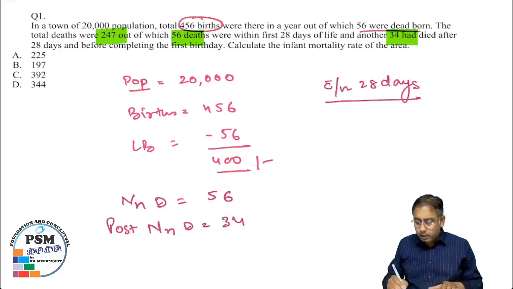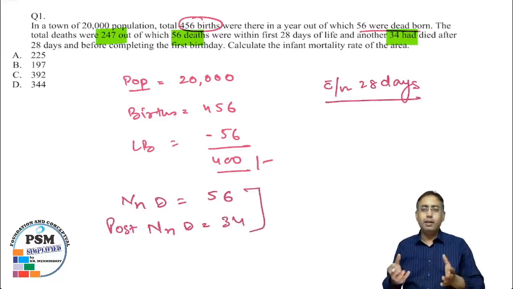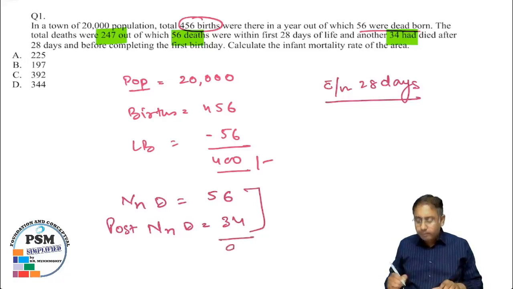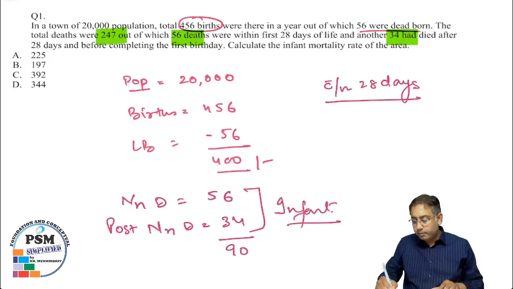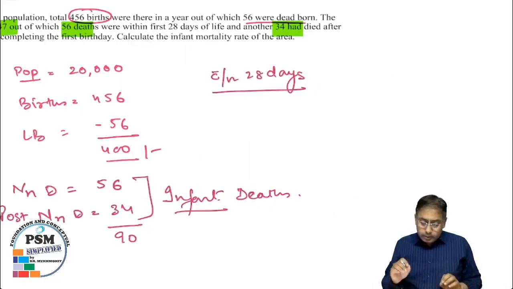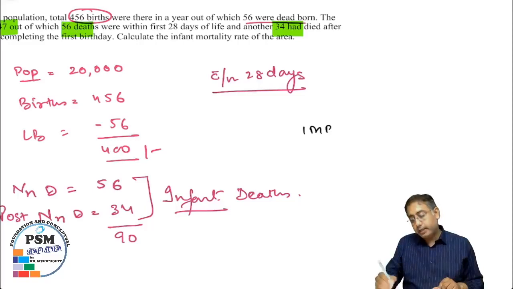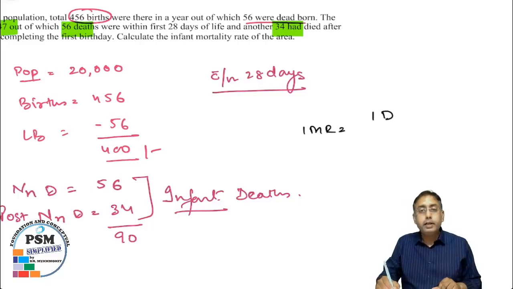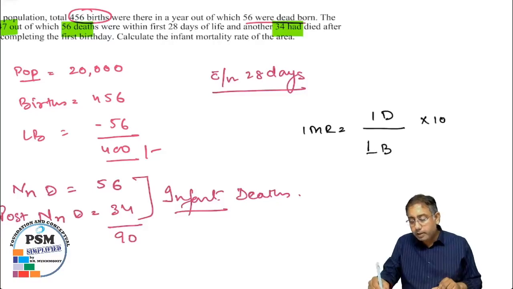So it's pretty simple. How many were infant deaths? I think anybody can calculate: 56 plus 34 is 90 infant deaths. Now the MCQ is asking to calculate the infant mortality rate. I know the infant mortality rate is given by the formula: number of infant deaths divided by the total live births in the area, multiplied by 1000.